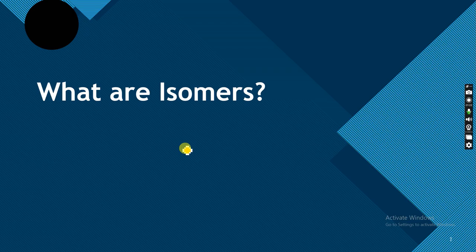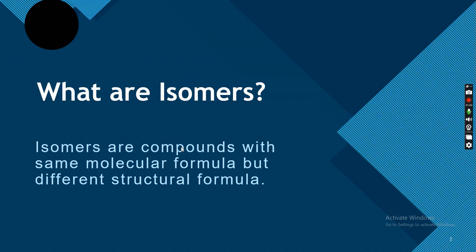If the molecular formula is the same for two different organic compounds, but when you draw their structures you find them different, those are called isomers. So isomers are compounds with the same molecular formula but different structural formulas, and the phenomenon is called isomerism.